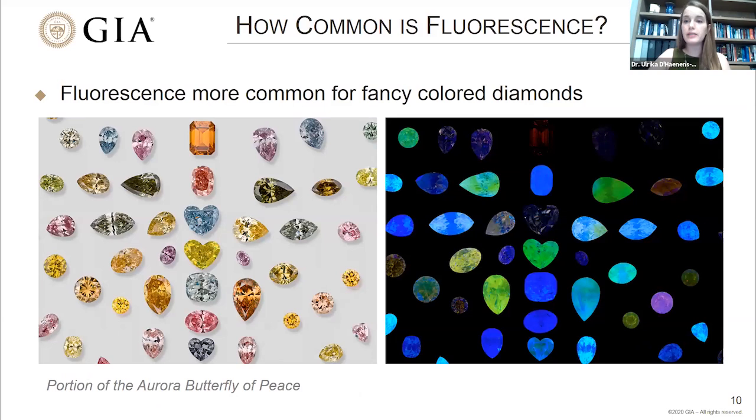When it comes to fancy color diamonds, fluorescence is much more common. So here we have these 2 beautiful images where under white light we can see a section of the Aurora Butterfly of Peace, and then on the right we can see the same stones, same configuration, under UV light, and you can see that they are glowing several different colors and very, very intensely.